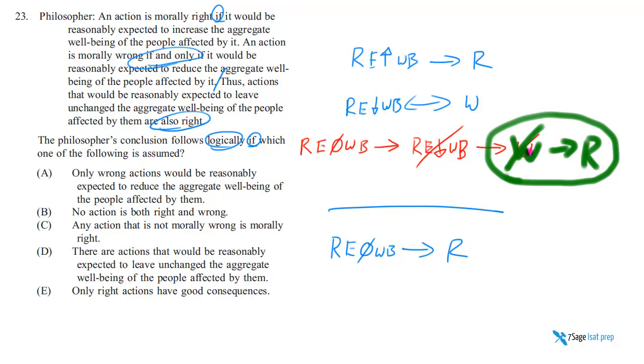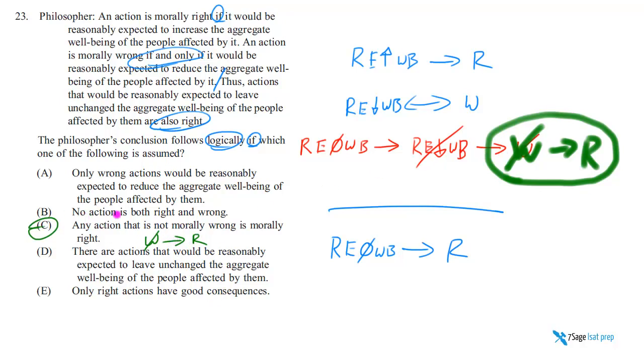All right, so we're looking for this. If something is not wrong, then it's right. And look, any action that is not wrong is right. There you go. That's what makes C the correct answer choice. The rest of them are incorrect simply because they're not this. That's it. Because they're not this.